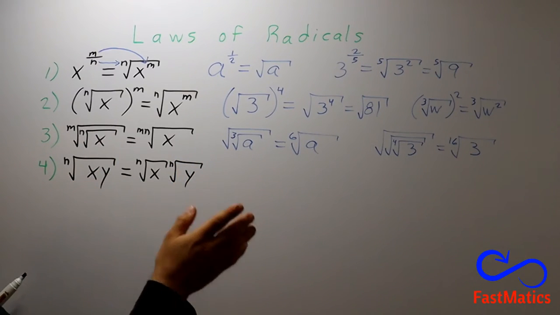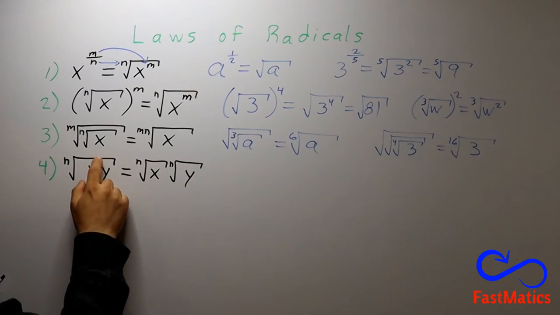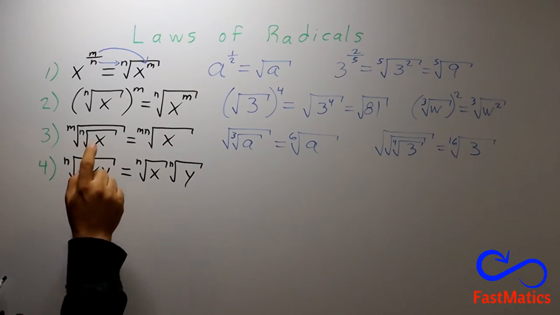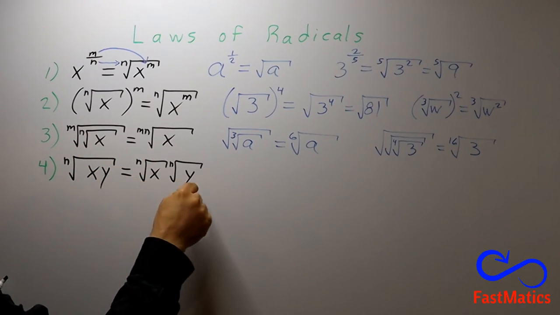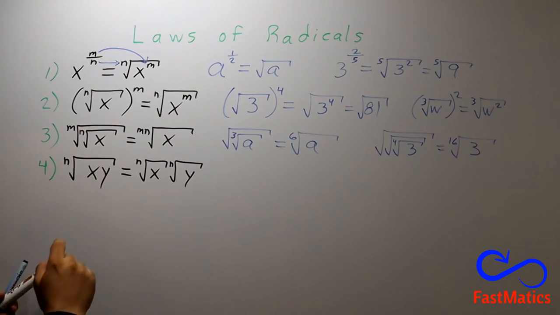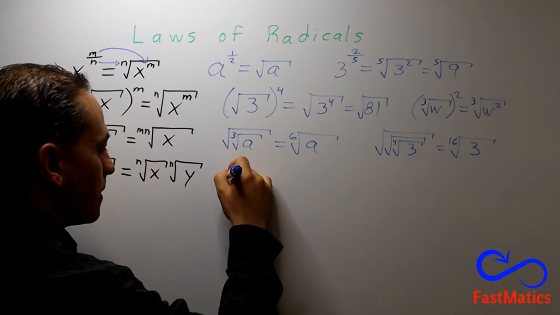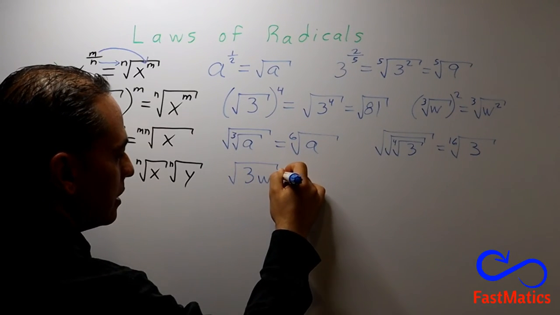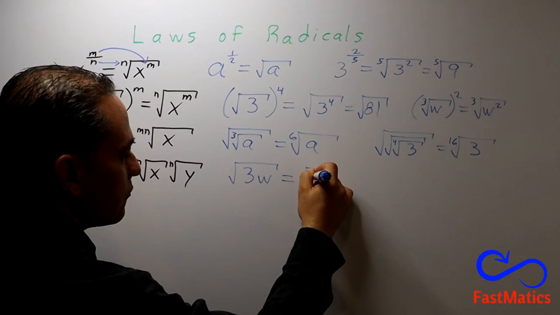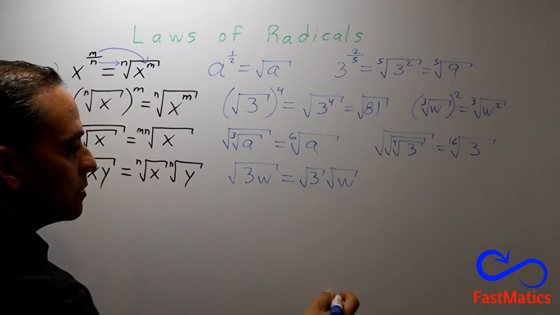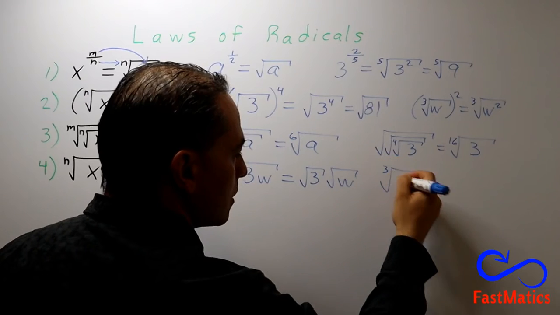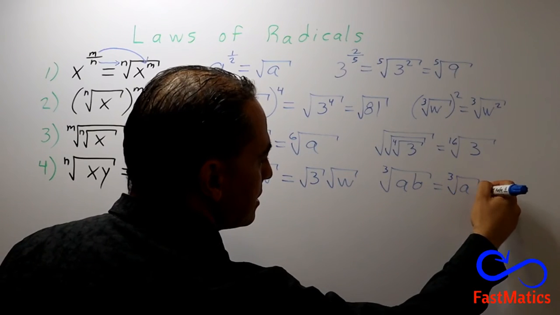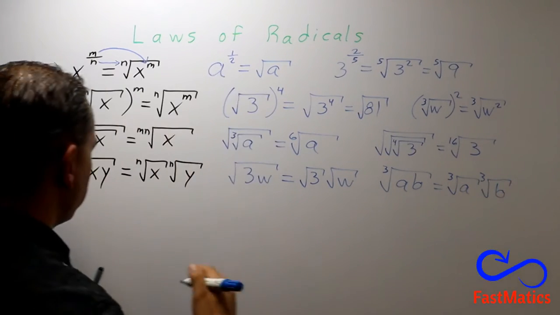It is forbidden. Please pay attention. If you have a positive or a negative sign between the two terms, you cannot do that. It is very, very important. So, for instance, the square root of 3w is equal to the square root of 3 times the square root of w. The cube root of ab is equal to the cube root of a times the cube root of b.